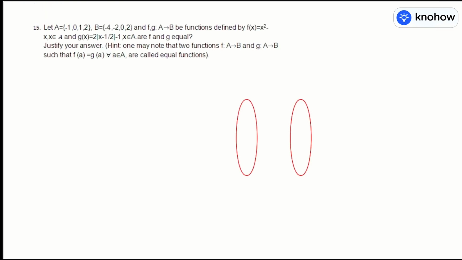Sets in Venn diagram form. This is set A consisting of elements -1, 0, 1 and 2. And set B consists of elements -4, -2, 0 and 2. And a function f from A to B is defined as f(x) = x² - x for all x belonging to set A.